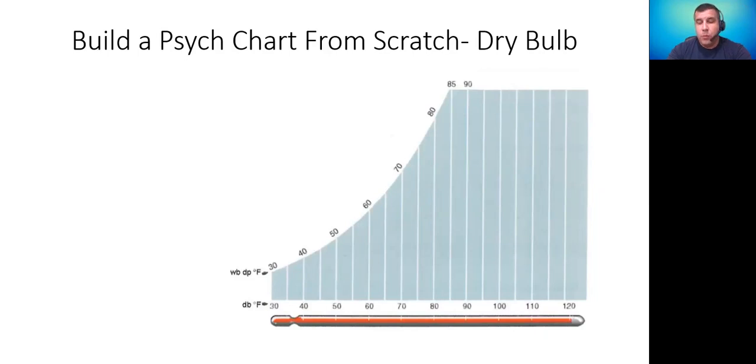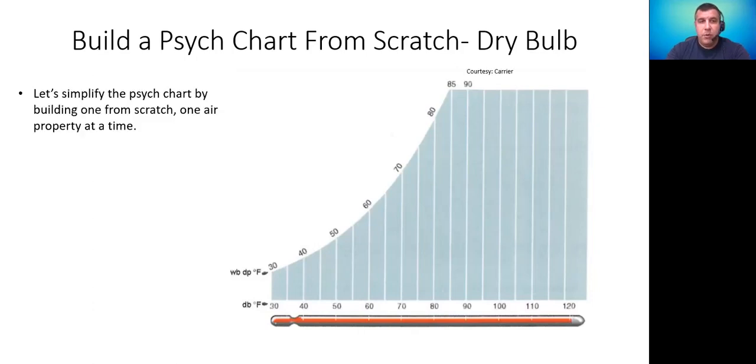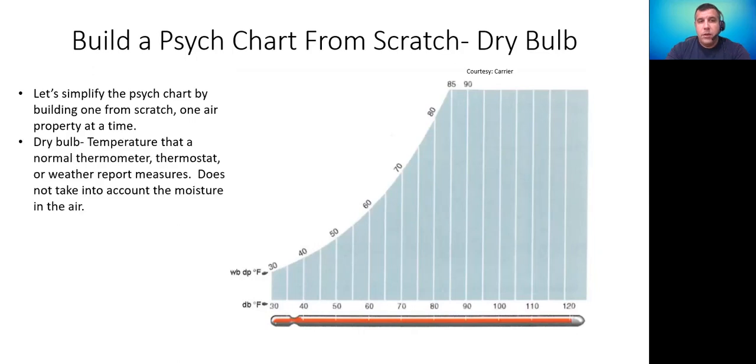This is what the chart looks like in its very basic form. We're going to start with dry bulb temperature. Now, what is dry bulb temperature? Well, it's a temperature that a normal thermometer or thermostat or weather report measures. So if your thermostat reads 75 degrees, then it is reading dry bulb temperature.